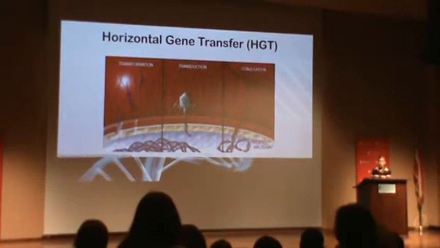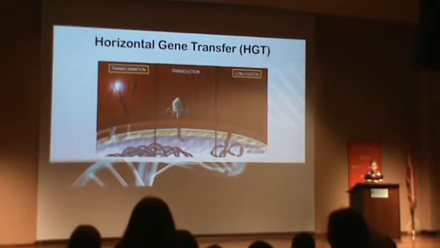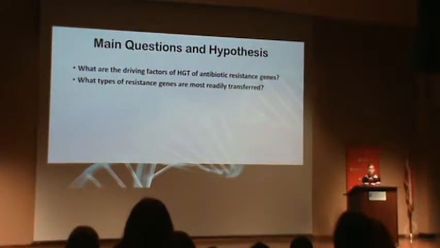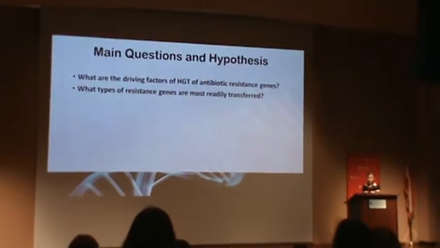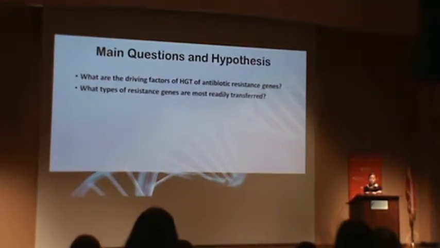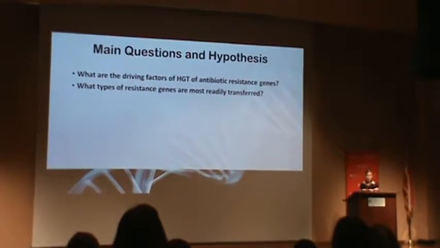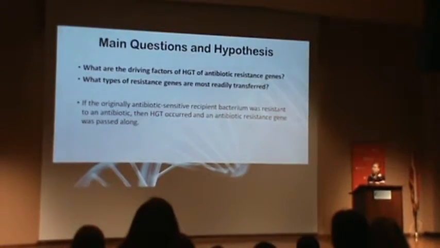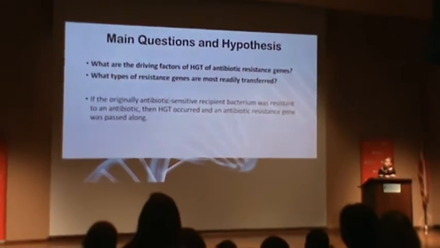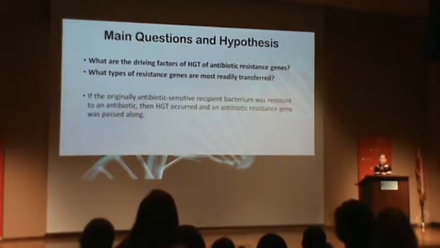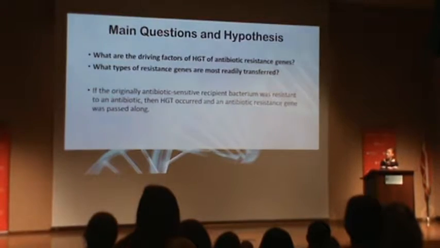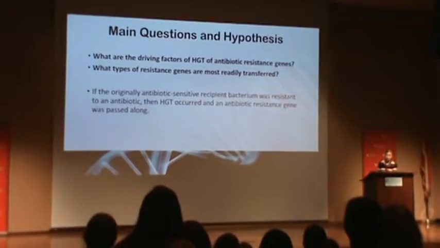So I worked with transformation and conjugation in my experiment. We wanted to test what the main driving factors of horizontal gene transfer were and which antibiotic resistance genes were most commonly passed along. And we hypothesized that if an originally antibiotic-sensitive bacterium was resistant to an antibiotic, then horizontal gene transfer occurred and an antibiotic resistance gene was passed along.